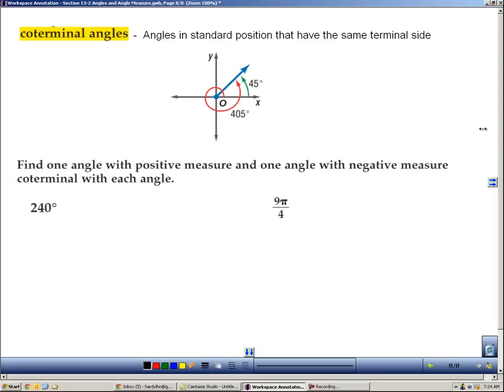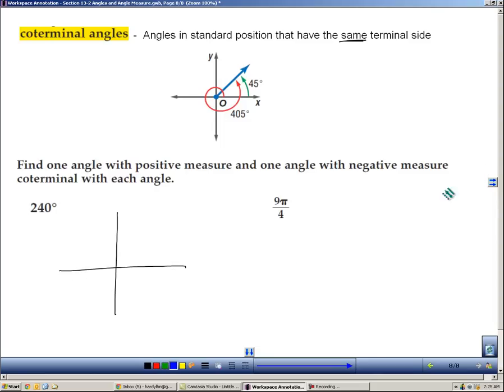For our last slide, we'll talk about coterminal angles. These are angles that have the same terminal side. Here's an example. You have a 405-degree angle that ends up with this terminal side, and that shares its terminal side with a 45-degree angle. So they both have the same terminal side, therefore they are coterminal. So in these examples, we want to find one angle that has a positive measure and one angle with a negative measure that's coterminal. So let me put an axis around here.